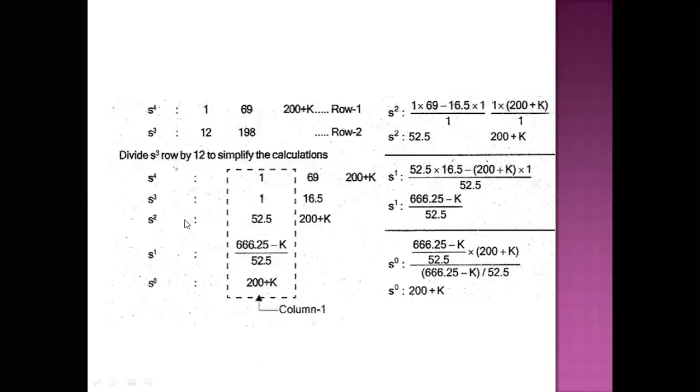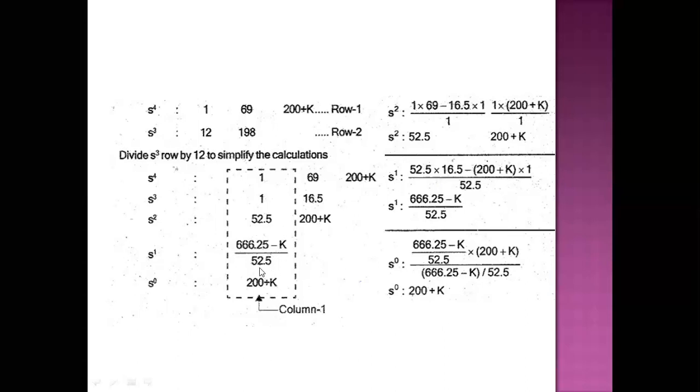Then the row elements can be obtained by multiplying 1 into 69 minus 1 into 16.5 divided by 1, which is 52.5, and here this element will be 200 plus k. In this way, we can find out the remaining elements, which are array elements in terms of k. Okay. So the condition for stability is, in the first column, all the elements will be positive and greater than 0. But these elements are in terms of k.